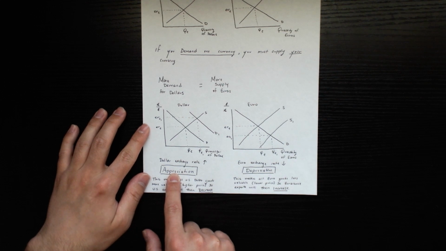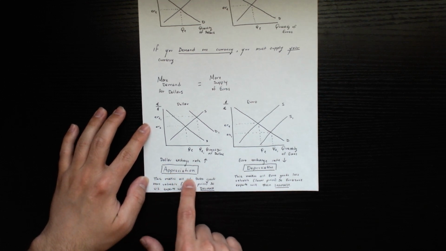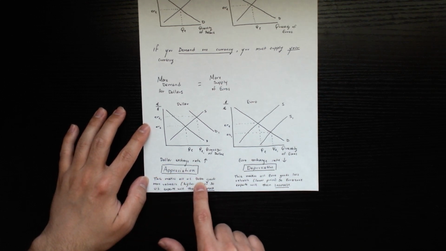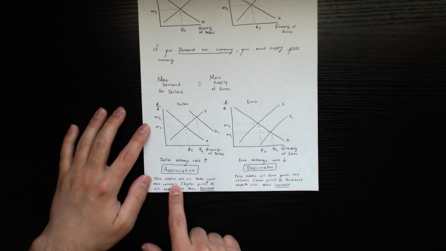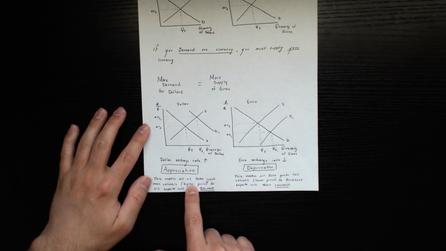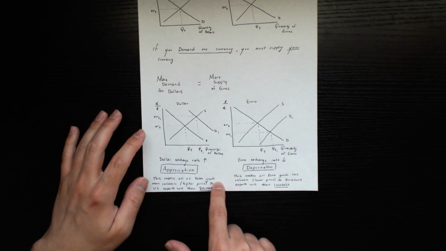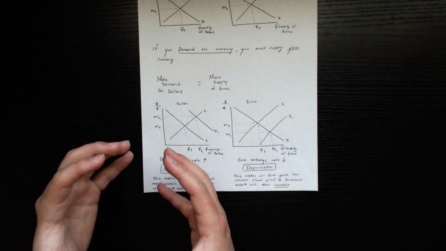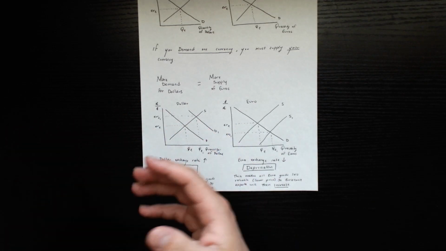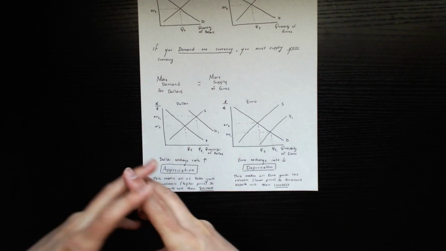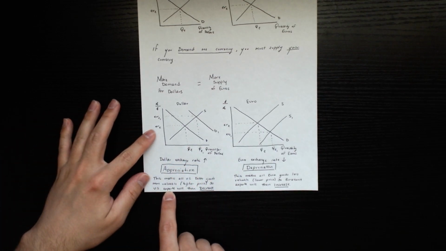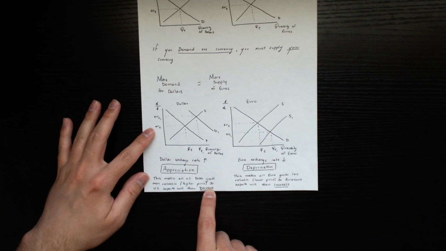When a currency appreciates, in this example, this makes all of the US dollar goods more valuable, which means higher prices for US dollar goods. So, since US dollar goods are higher priced, other countries are not going to buy as much stuff from the US because it's expensive. So, US exports will then decrease.